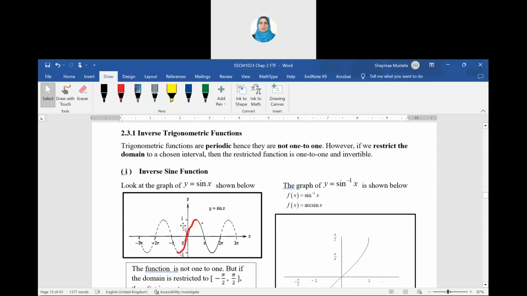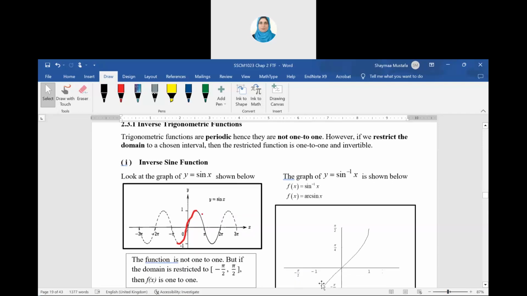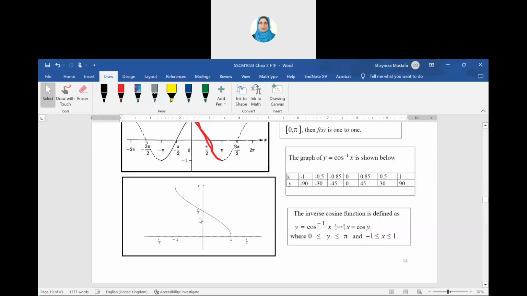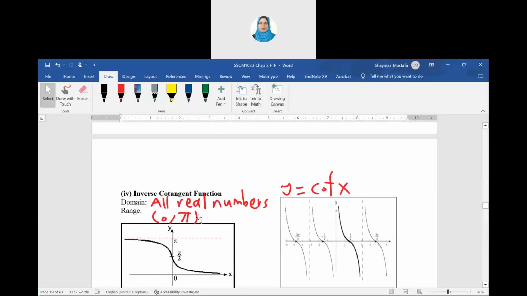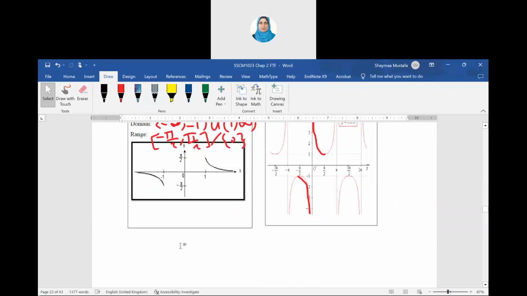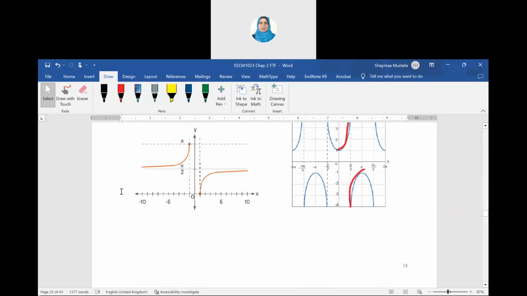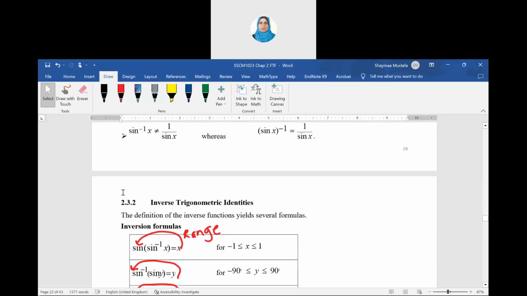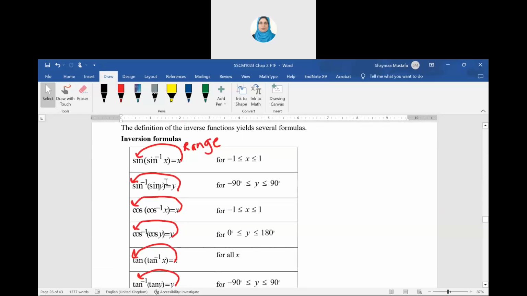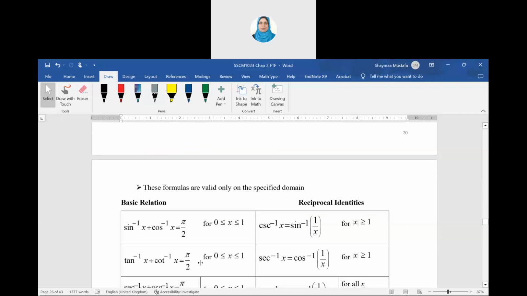For example, here sine is not one-to-one. We have to restrict the domain, then we can find the inverse. Similar for cosine, similar for tan, cotan, and cosec and secant functions. And then we said that these identities are not always true. We need to be sure that the result is within the range of your original function.